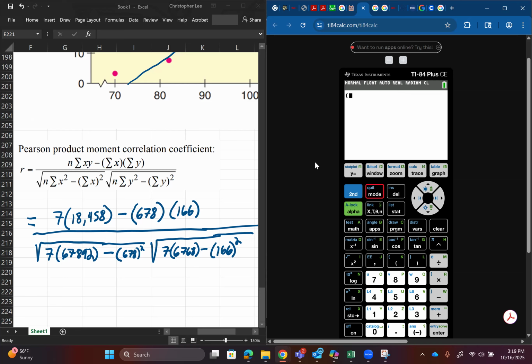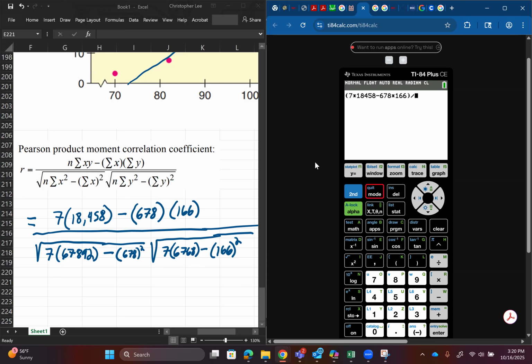So open parentheses, this is for the numerator. And what we got? We got 7 times 18458. Then we want to do minus the 678 times the 166. And then we want to close parentheses. That's the numerator. Divide. Now we need a denominator.